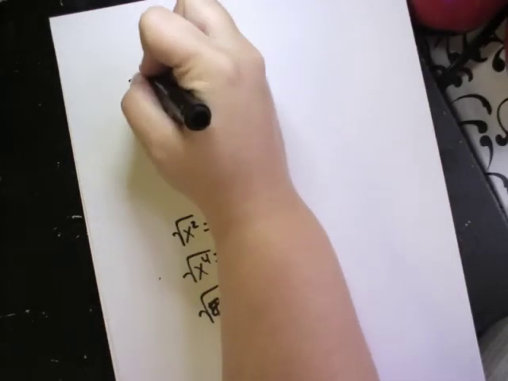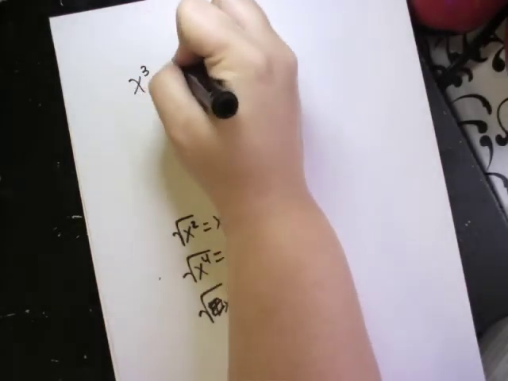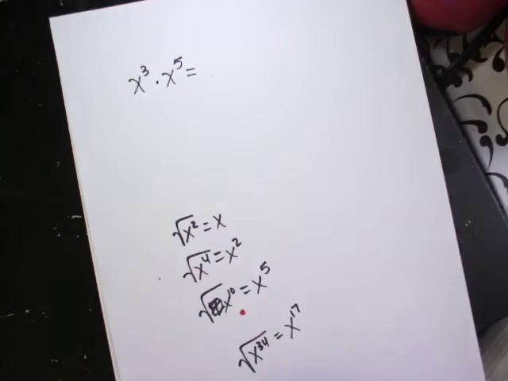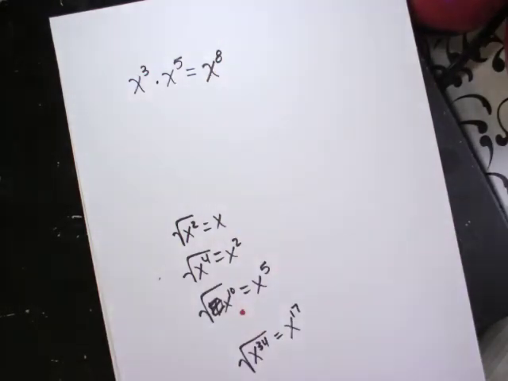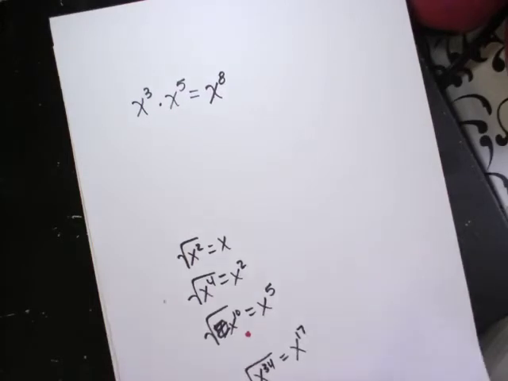Okay, so I have x to the 3rd times x to the 5th. What's my answer? That would be x to the 8th. So when we multiply the exponents, what do we do with the powers? We add them. Just to make sure we remember that, because you're going to need to remember that here.